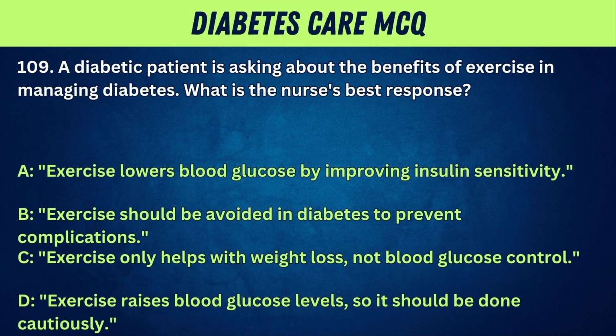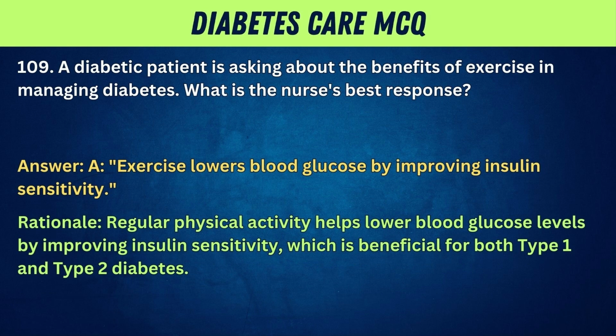109. A diabetic patient is asking about the benefits of exercise in managing diabetes. What is the nurse's best response? A. Exercise lowers blood glucose by improving insulin sensitivity. B. Exercise should be avoided in diabetes to prevent complications. C. Exercise only helps with weight loss, not blood glucose control. D. Exercise raises blood glucose levels, so it should be done cautiously. Answer: A. Exercise lowers blood glucose by improving insulin sensitivity. Rationale: regular physical activity helps lower blood glucose levels by improving insulin sensitivity, which is beneficial for both type 1 and type 2 diabetes.